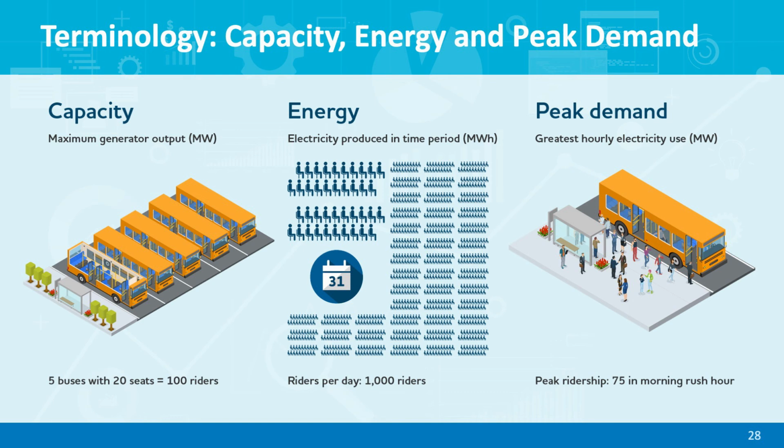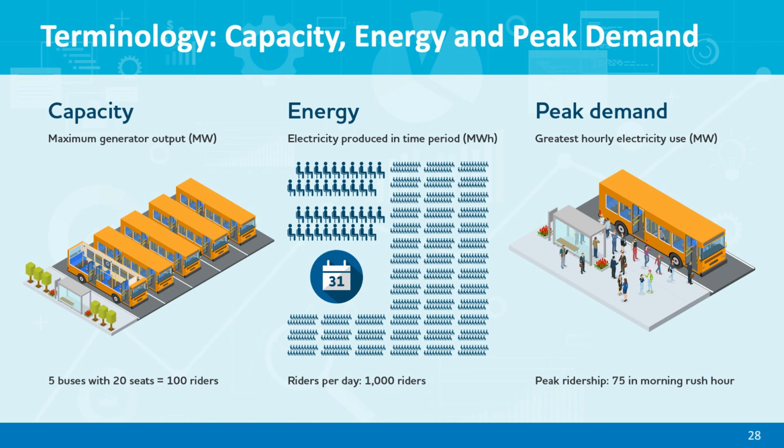Peak demand is the specific time of day that has the single greatest requirement for energy. In Manitoba, this happens in the winter when we have customers heating with electricity. For the bus analogy, peak demand is the highest number of passengers at any given point in the day. In this case, you see peak ridership at 75 people during the morning rush hour.